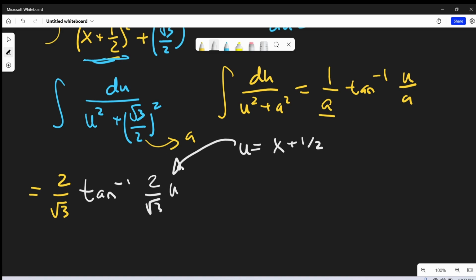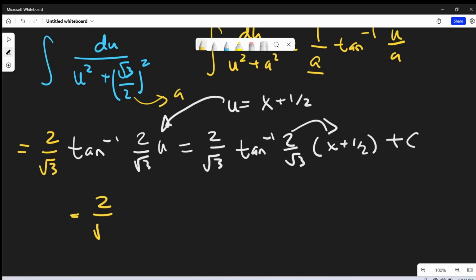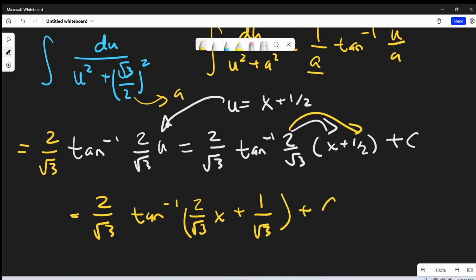So to finish this off, I'm going to need to back substitute. So let's just do that right now. We're going to have 2 over square root of 3 arctan of 2 over square root of 3 times (x plus 1/2). But what I'm going to do is I'm just going to distribute this in here for the final solution. So what we're going to have here is our 2 over square root of 3 arctan of 2 over square root of 3 times x. Then when we multiply the 2 over square root of 3 times 1/2, the 2's are going to cancel. We're going to have just 1 over square root of 3 plus C, and that's it.